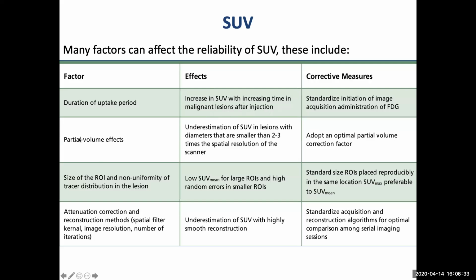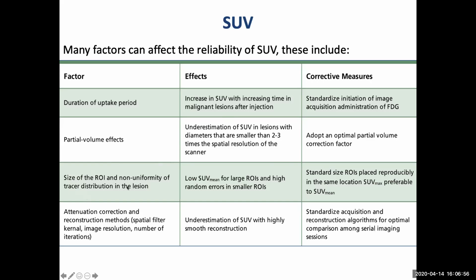Partial volume effect was already explained in the previous lecture. This is an underestimation of SUV in lesions with diameters smaller than 2 to 3 times the spatial resolution of the scanner. You have to adopt the optimal partial volume correction factor installed in the machine to correct for the partial volume effect. This gives underestimation of SUV.